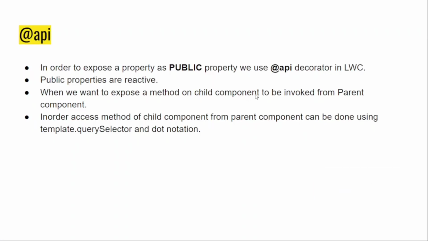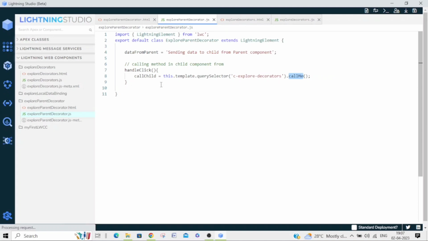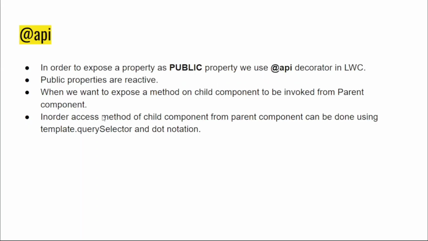Suppose a method on the child component is to be invoked from the parent component, we will use this API decorator. Like in the child component, that is explore decorator, we have annotated call me method with @API. And in order to access the method of the child component from the parent component, that can be done with template query selector and dot notation. In explore parent decorator.js, what we have done is this.template.querySelector of c-explore-decorators dot call me method. These are the two use cases of using the API decorator.